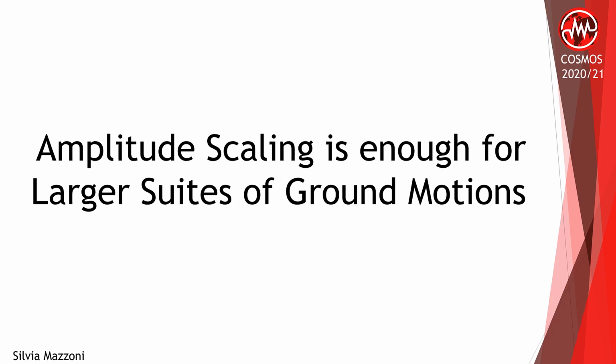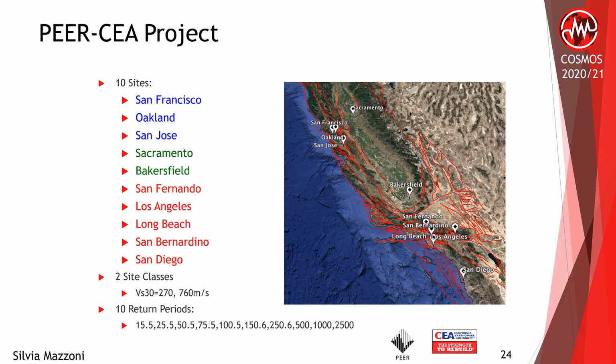What I wanted to show you now is how do you deal with variability when you have a large suite of ground motions? Well, if we can bump it up to 40 records, life is easy because the whole concept of spectrum matching can go out the window. This is for a project that I was working on for the PEER-CEA project.